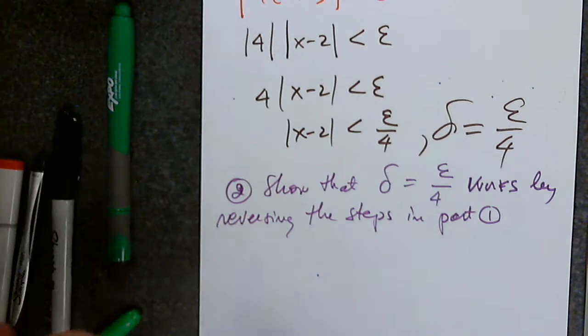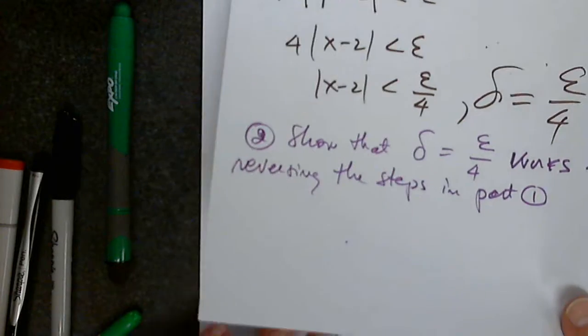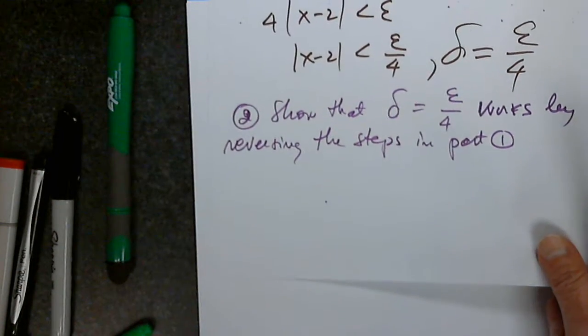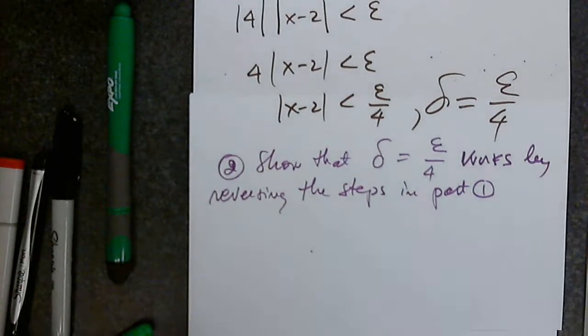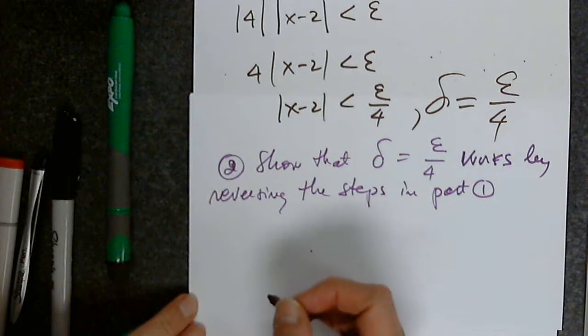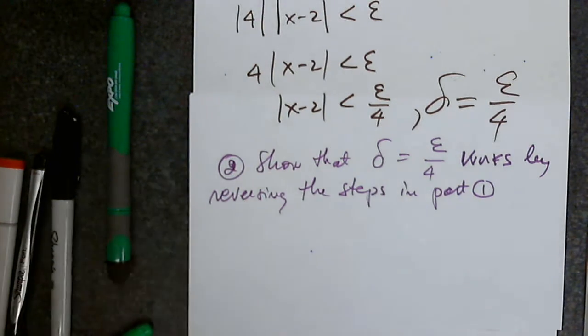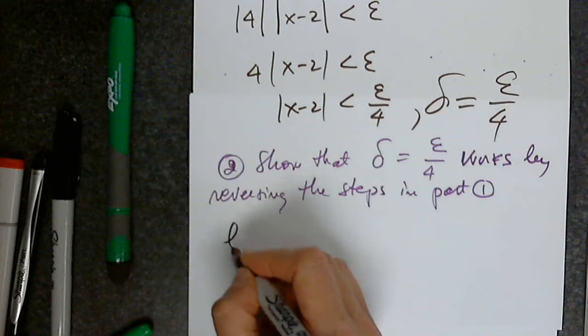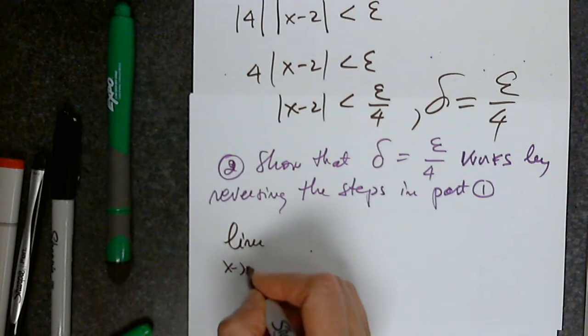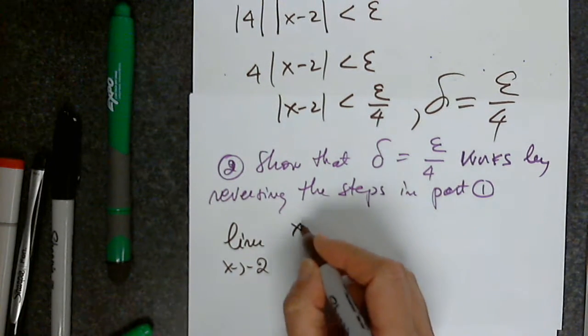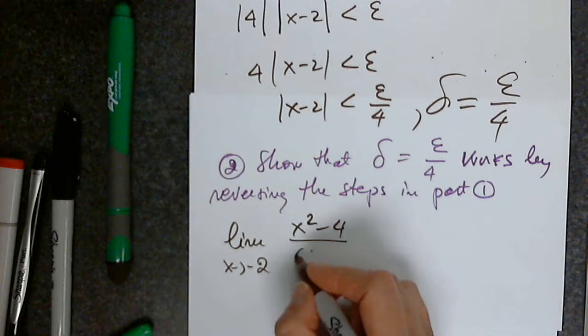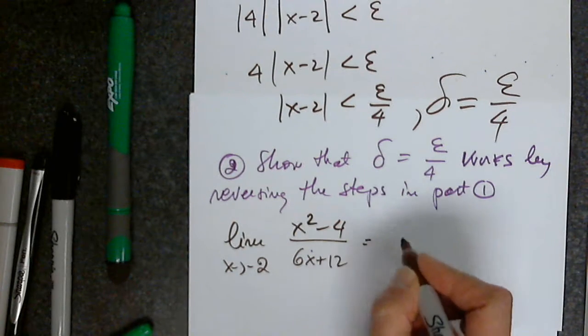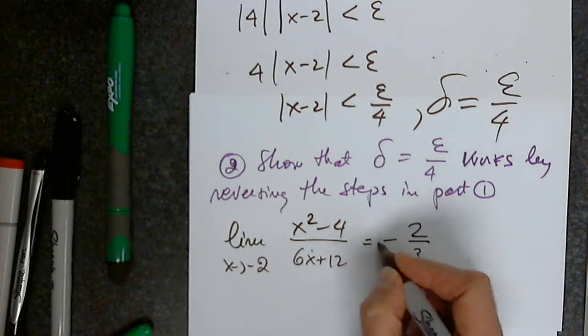So now I would like to choose one more, and then move on. So please choose another linear function. I'm happy. Yes? Can we actually do B on the sheet? Yes, of course. Let's do B. So we have limit as x approaches negative 2, good idea, of x squared minus 4 over 6x plus 12 equals negative 2/3. Perfect idea.